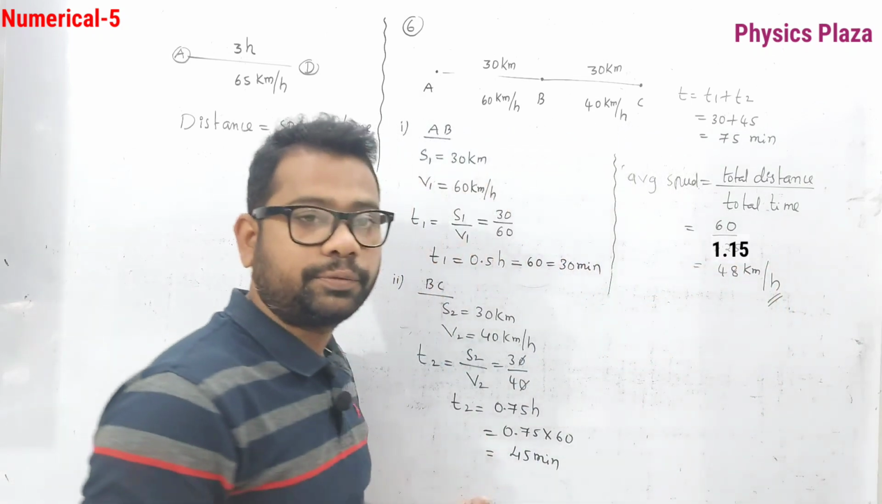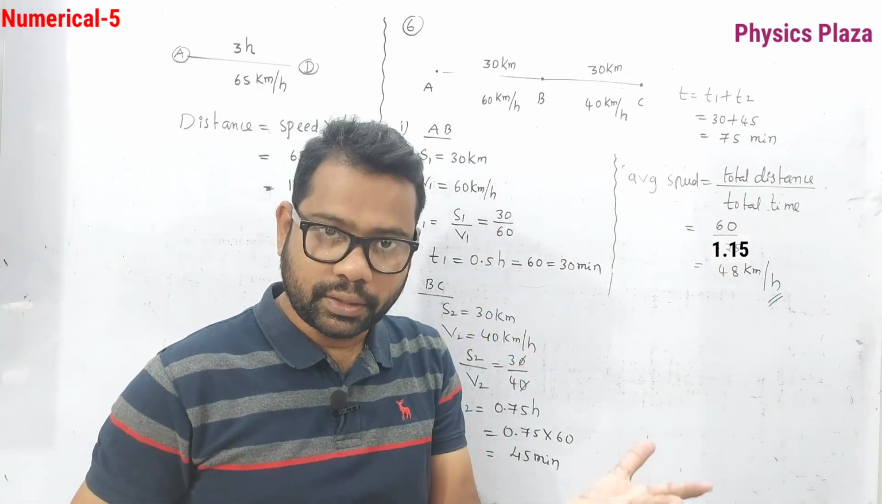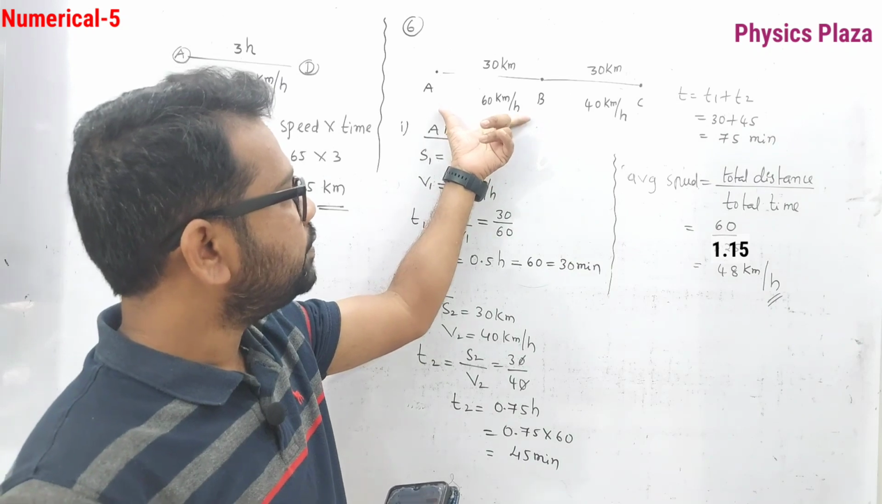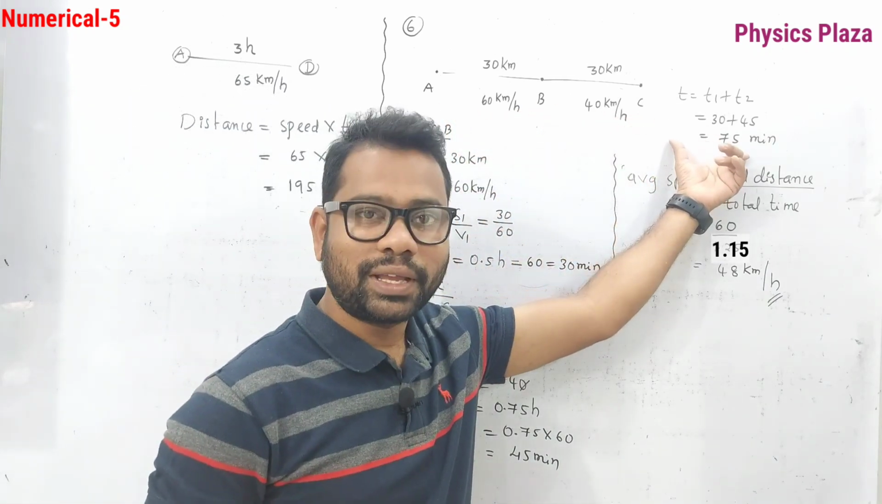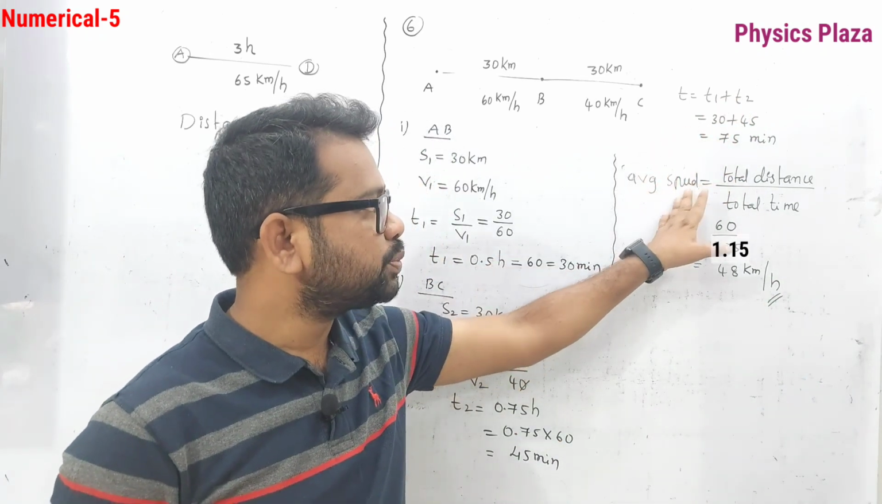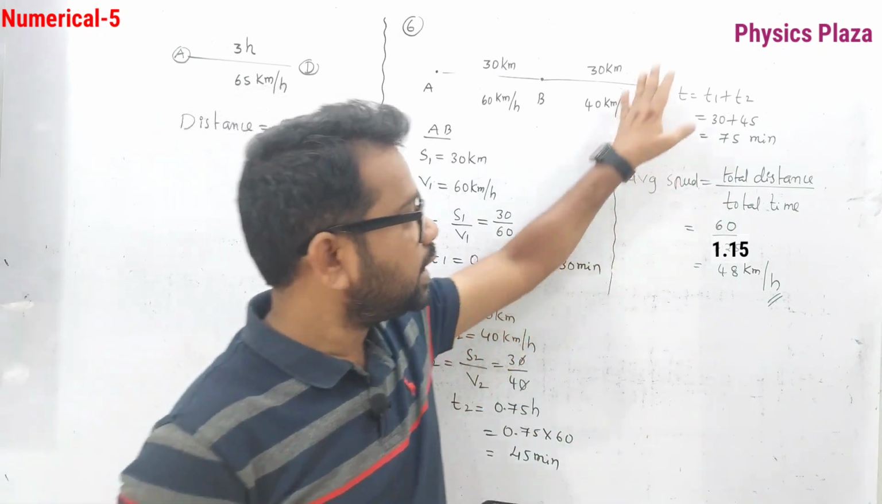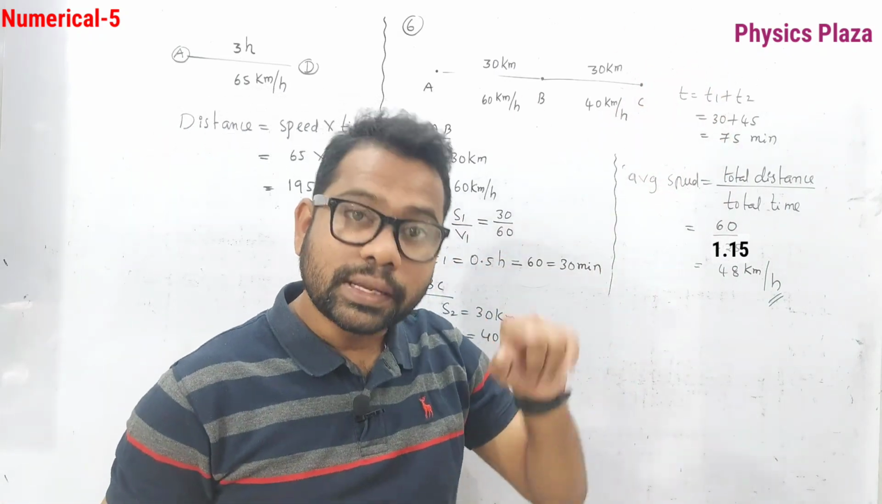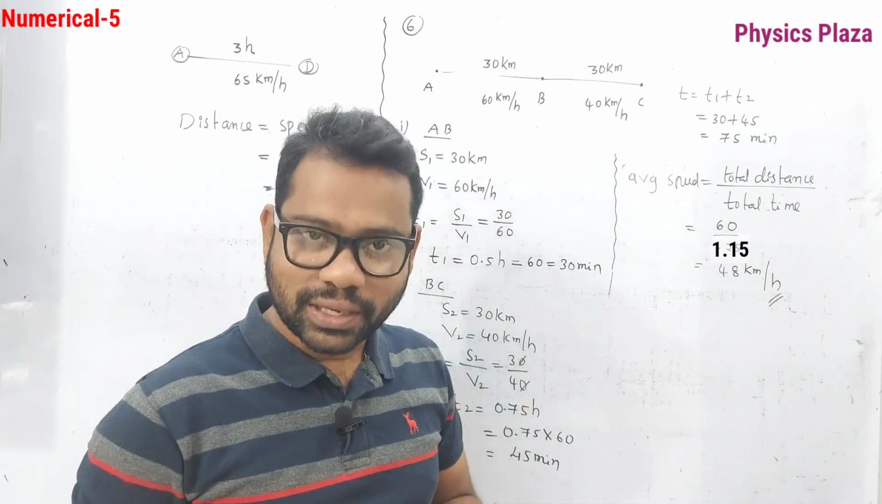48 kilometer per hour. So children, to calculate the average speed, we must know the total time taken. In two parts, A to B we calculated the time taken, B to C we calculated, then we calculated the total time taken. From this point only, we could calculate the average speed. Without knowing the total time taken, we cannot calculate. In exam, if they ask us to calculate the average speed, we must calculate the total time taken. Is it clear? Copy it.